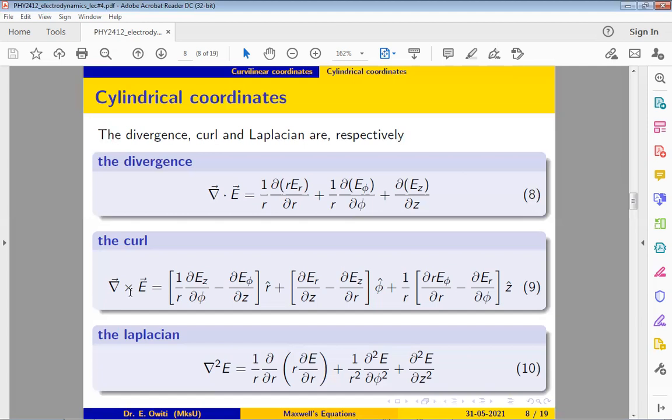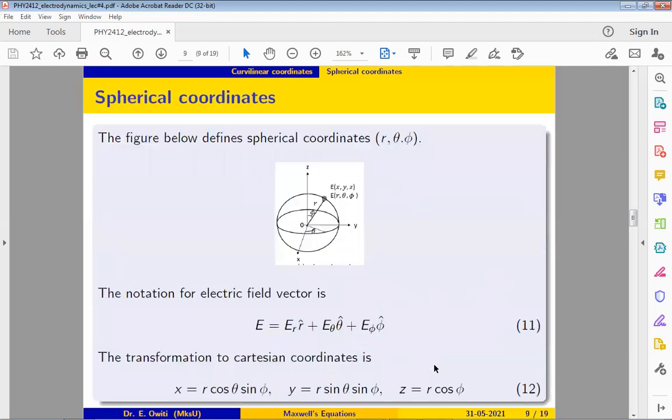And of course, finally, the Laplacian is, as you can see there, you have the coefficients 1 over r, then you have 1 over r squared for the second term, and then the third term doesn't have a coefficient, but the coefficient is 1. So what I'm trying to say for the cylindrical coordinate system is that you really need to take it correctly the way it is. If you miss a single coefficient, then your final answer will definitely not be correct. So let's move to the spherical coordinate system.